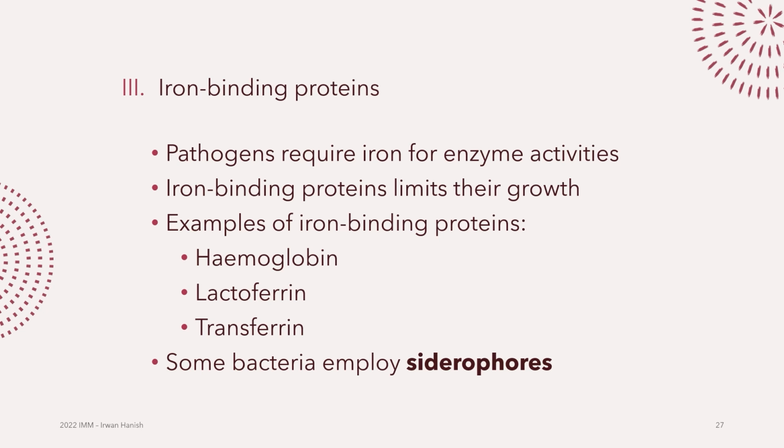Many pathogenic microorganisms need iron for their enzyme activities. So one strategic way to fight them is to attack that iron supply. We do this through iron-binding proteins such as hemoglobin, lactoferrin, transferrin, and of course, it doesn't always work all the time because some pathogens have countermeasures called siderophores. So they chelate the iron. They bind the iron to keep the iron away from our iron-binding proteins.